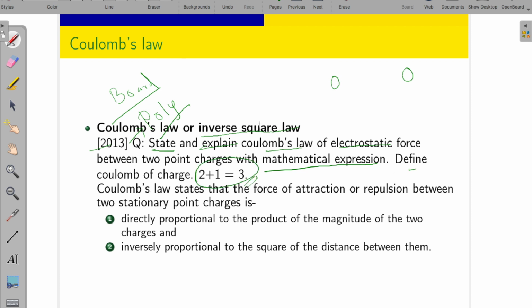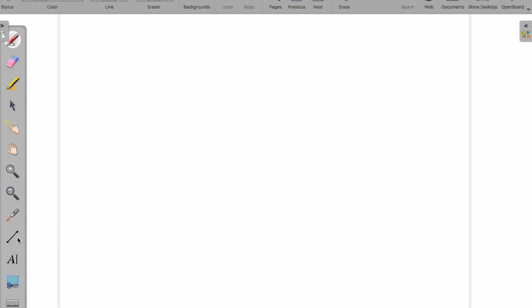Sometimes what happens, the question is twisted and asked like this: state and explain the vector form of Coulomb's law. So we will discuss both of them. Now let's first start with the simple one, Coulomb's law. Okay, so let's explain with its diagram.